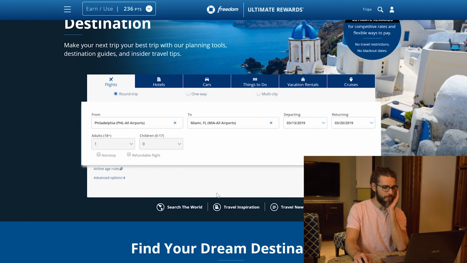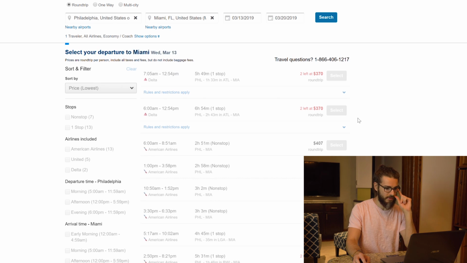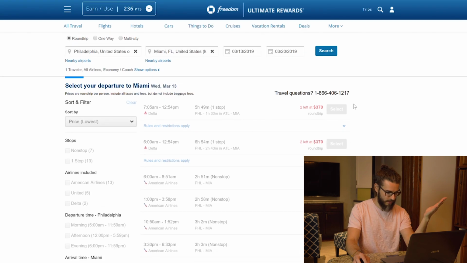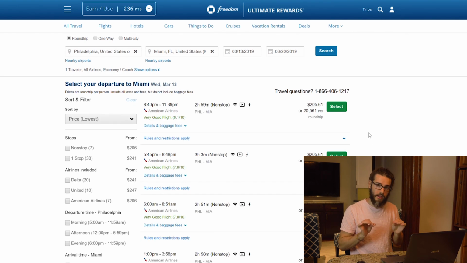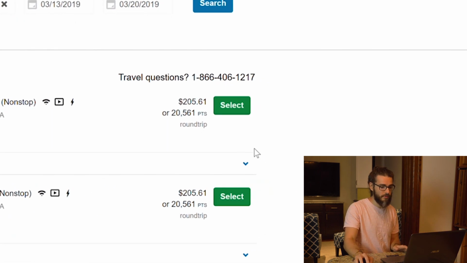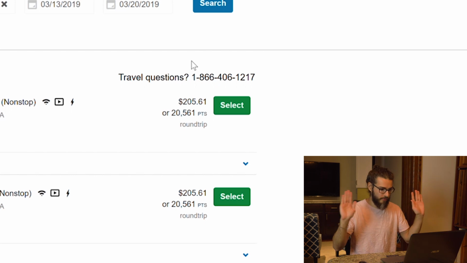and hit search. What we're going to be looking at is how many points it takes to get one of these flights. This is very easy because it's 1 cent per point, so it's going to be nice, easy numbers for us to read. Remember that all these points are attached to the cash price. So if it's a $300 flight, you're paying for that, you're just paying with points instead. So we have $205.61 right here and 20,561 points. 1-to-1, very simple.